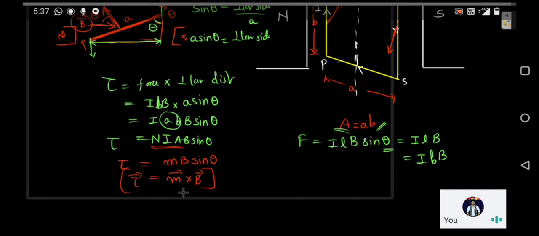If you remember, the torque for an electric dipole in a uniform electric field, what was it? It was PE sine of theta. Remember this? That was nothing but torque given by P cross E. Isn't it similar? The magnetic dipole moment is replaced by the electric dipole moment, and the magnetic field is replaced by the electric field. It's completely the same. Only the terms are changing; the format remains the same. So this is how you get torque equal to M cross B.